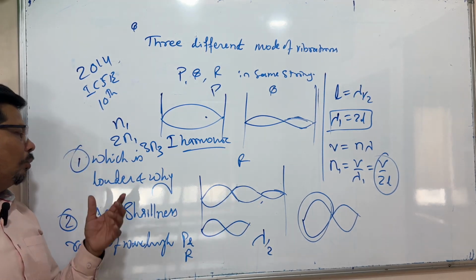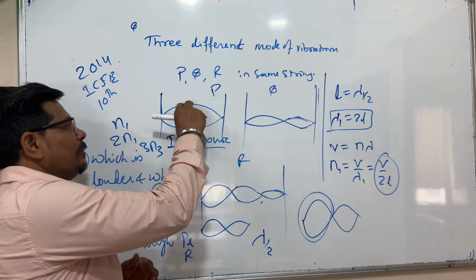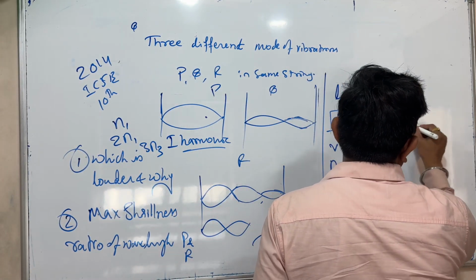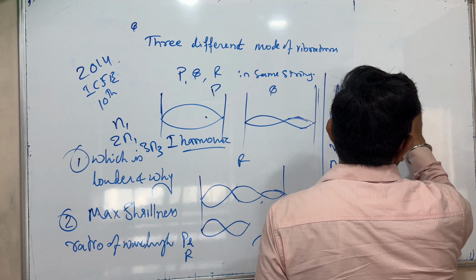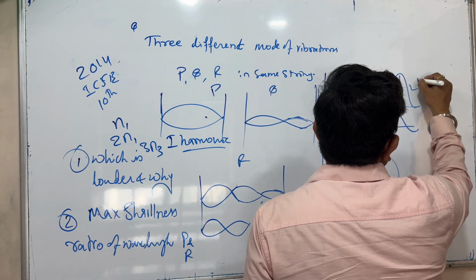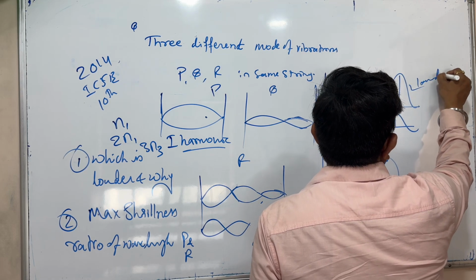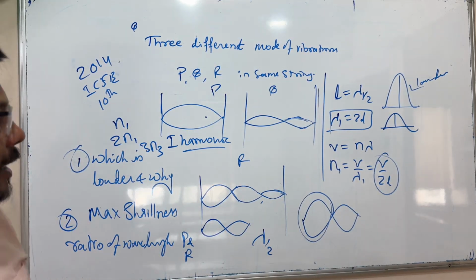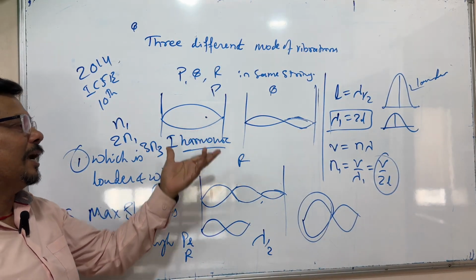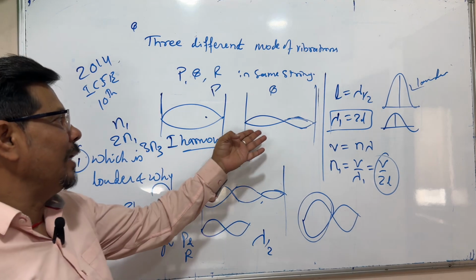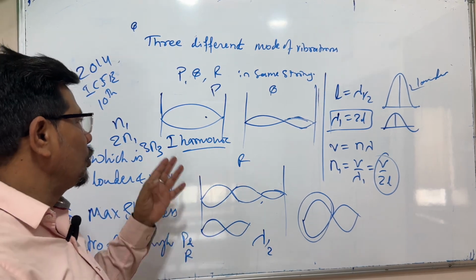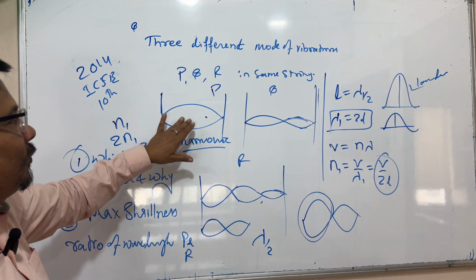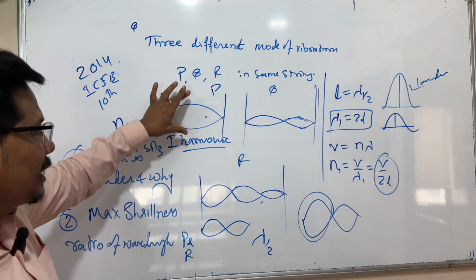And why is this the louder? Because the wavelength is large. This is the amplitude, and this will be the louder. If the amplitude is high, it will be louder. In this case the amplitude is high, in this case the amplitude is smaller. So in the first, the sound heard is louder because of the large wavelength.